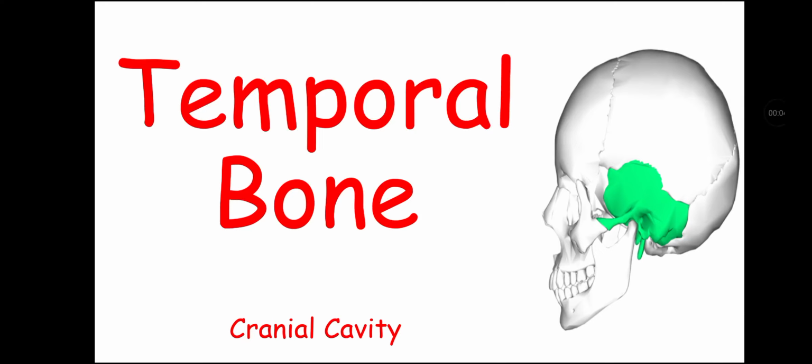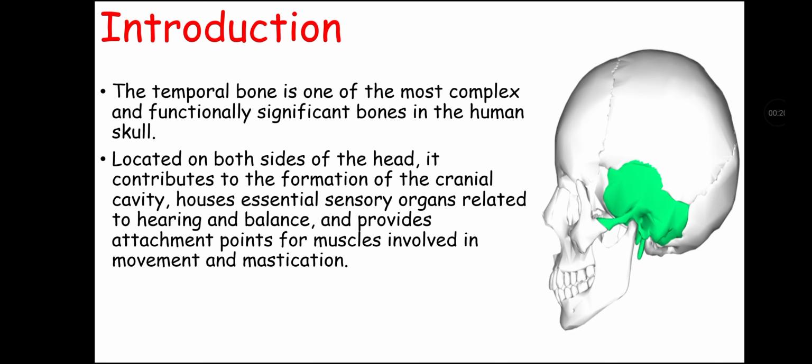Temporal bone is one of the most complex and functionally significant bones in the human skull. That is located on both sides as it is pair bone, that means there are two bones in every skull, and it contributes to the formation of cranial cavity. It houses essential sensory organs related to hearing and balance and provides attachment point for muscle involved in movements and mastication. Understanding its anatomy is crucial for medical studies as it plays a vital role in neurological and auditory functions.